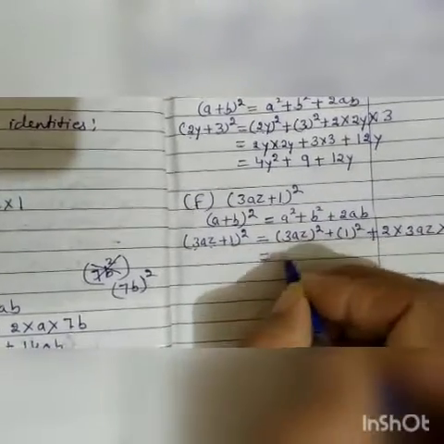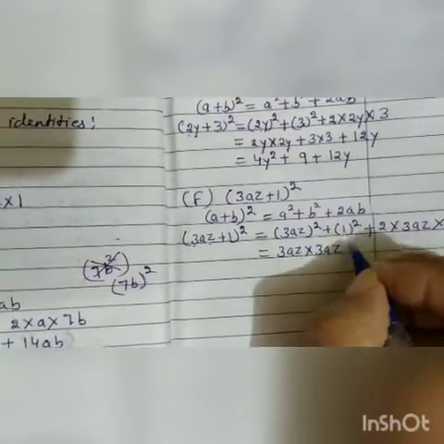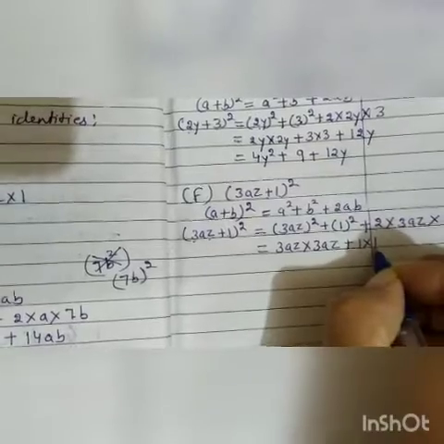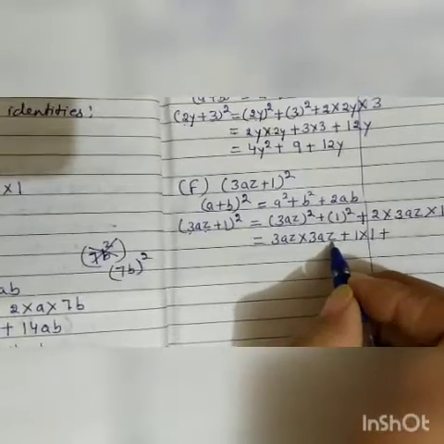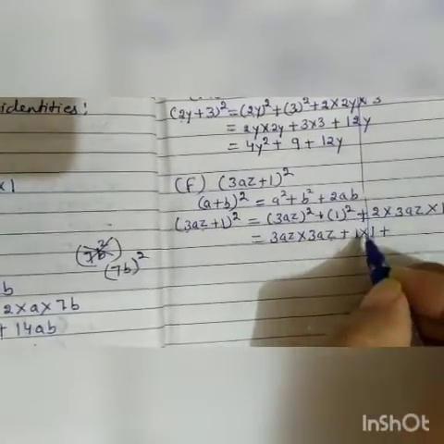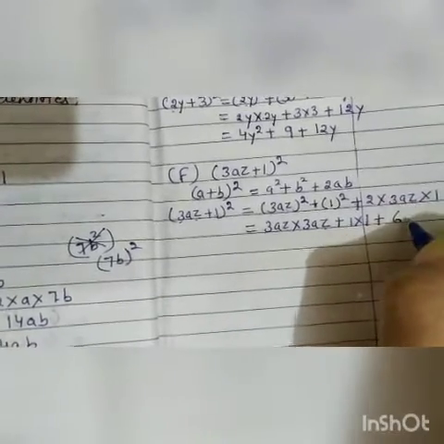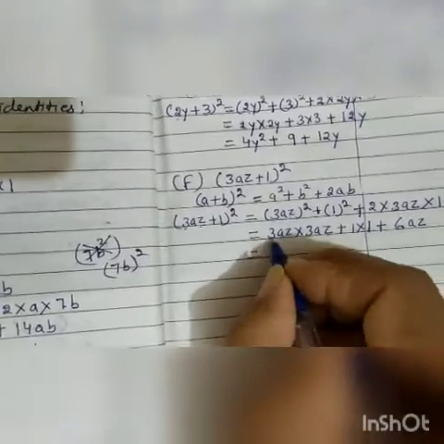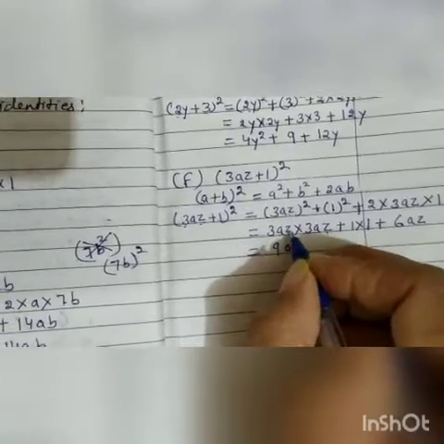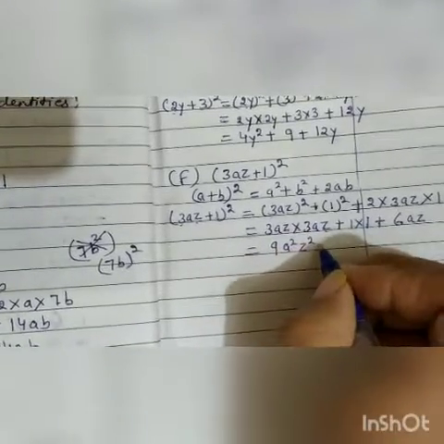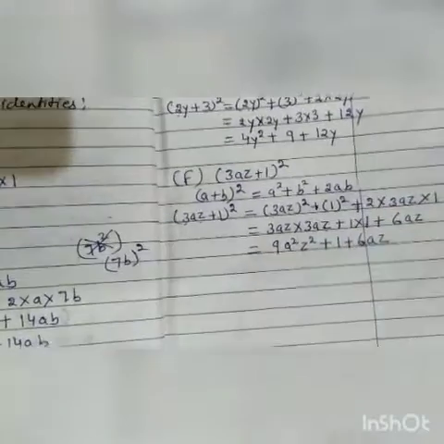Now (3az) whole square means 3az into 3az. This plus 1 square means 1 into 1, plus 2 times 3 is 6az. Now 3 times 3 is 9az. A multiply this a is a square. Z multiply z is z square, plus 1 times 1 is 1, plus 6az.